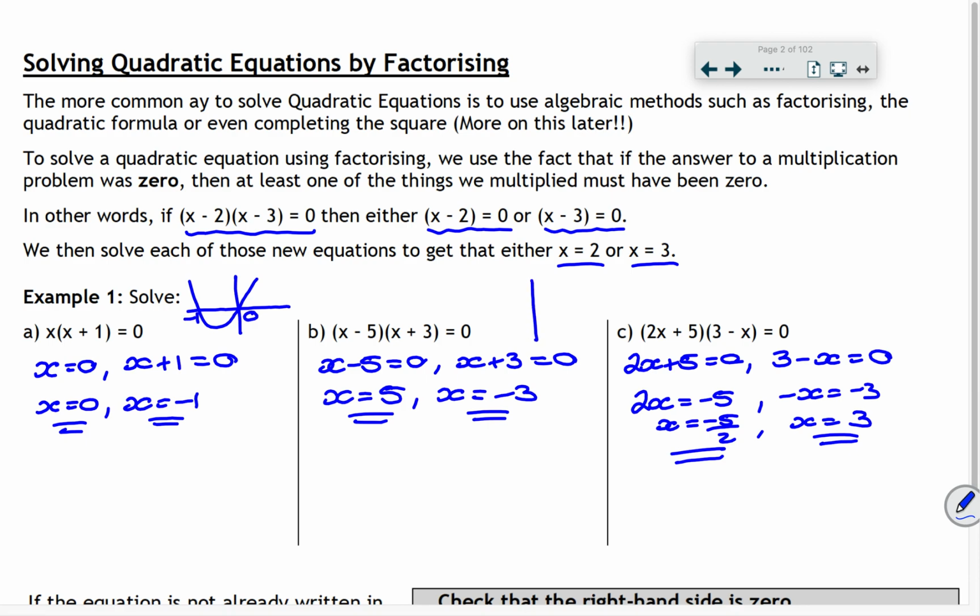The second one, it means that my parabola is going through here at minus 3 and going through here at 5, and it will look something like that. Obviously, this is really not to scale. And for the last one here, it means that it's going through here at minus 5 halves, which is just minus 2.5, and through here at 3. Okay? That should not be new to you. Okay? In the next video, we will look at actually having to factorize them in order to solve.